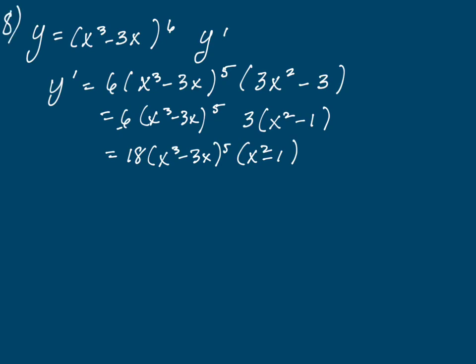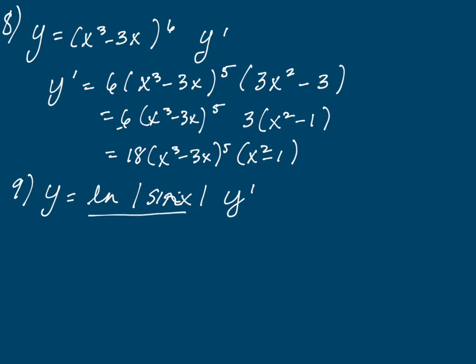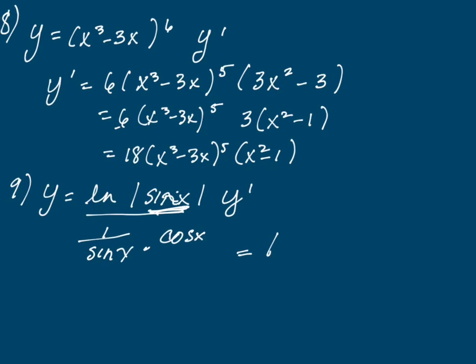Number 8. Okay, and number 9 was y equals ln of absolute value of sine x. Find y prime. Well, we have to do the chain rule here. This would be 1 over sine x, times the derivative inside, sine x, which would be cosine x, which equals cotangent x, right?